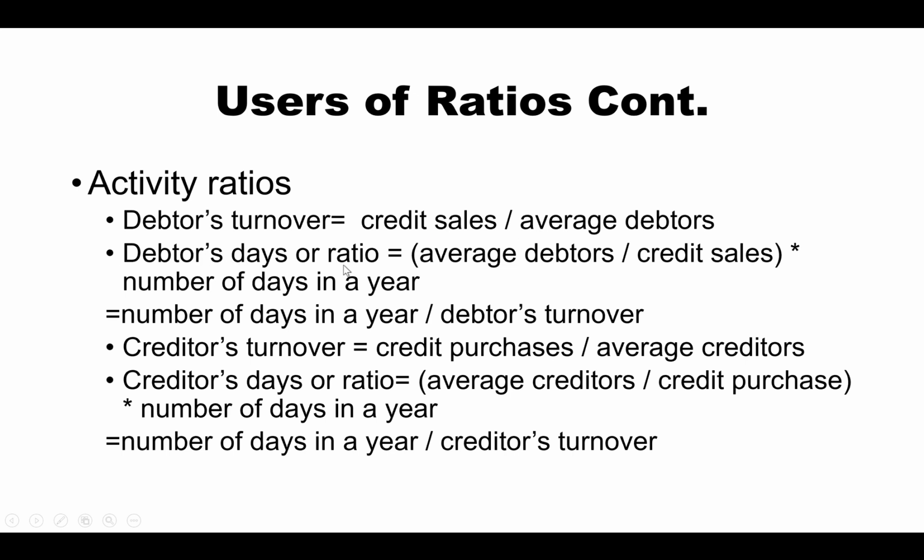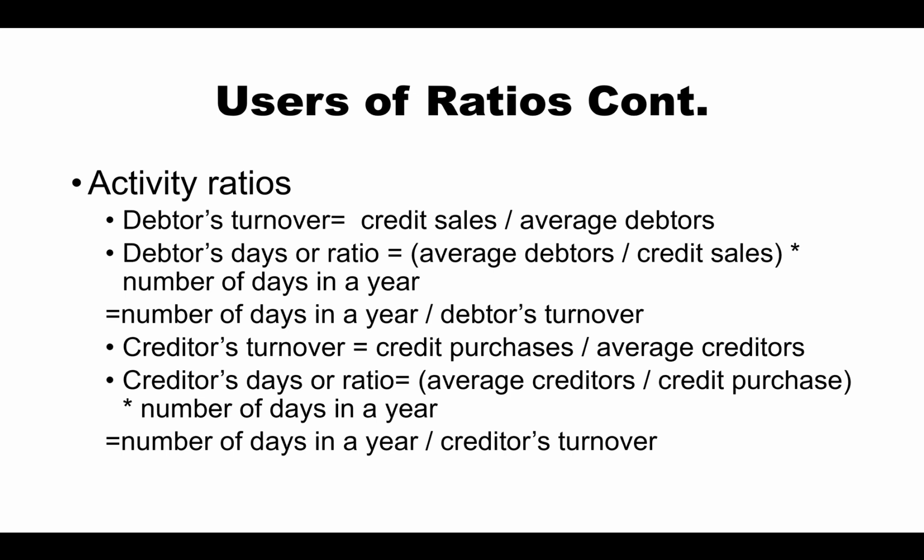Then you also have the debtors days or ratio. This is also called the average collection period. It shows the average period of credit taken by customers who buy on credit. It is compared with the company's allowed credit period by suppliers to give an indication of credit administration efficiency. So we are going to see that this ratio shall be compared with the suppliers'. Whereby we have the average debtors, we divide by the total credit sales, we multiply by the number of days in a year, we get the debtors days. And also we can take the number of days in a year and divide by the debtors turnover. If you have already gotten the debtors turnover, you just need to get the number of days in a year divided by the debtors turnover.